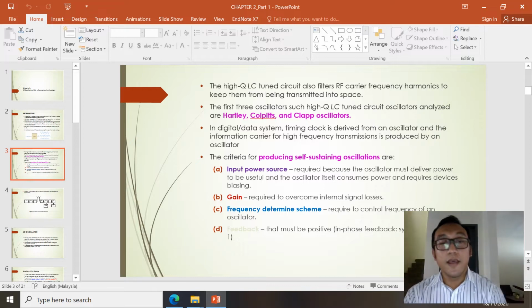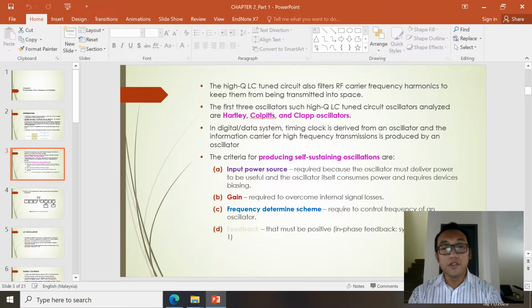So here there are 3 types of oscillator normally used in communication. The first is Hartley, the second is Colpitts, and the third is Clapp. They have the same function, to produce a carrier, but the structure of the circuit is slightly different.